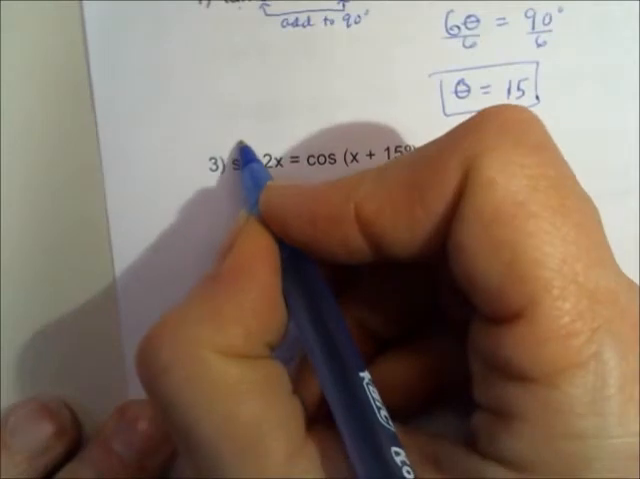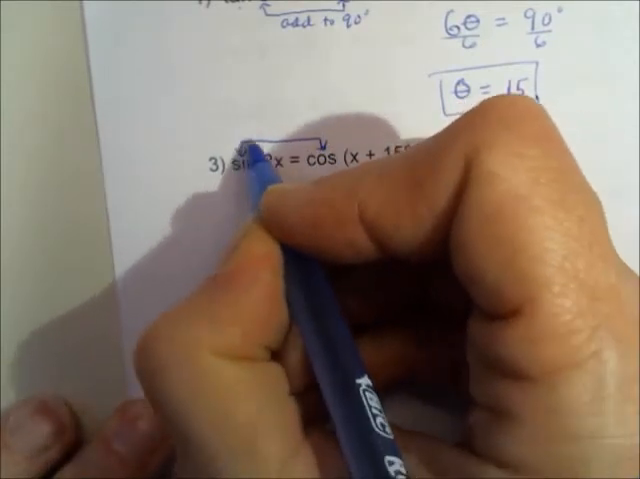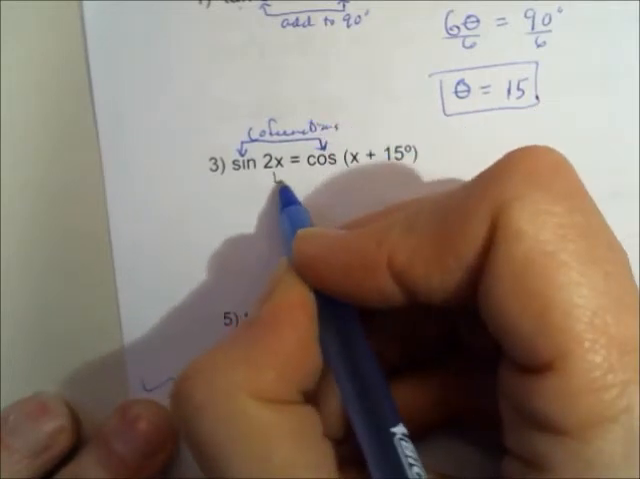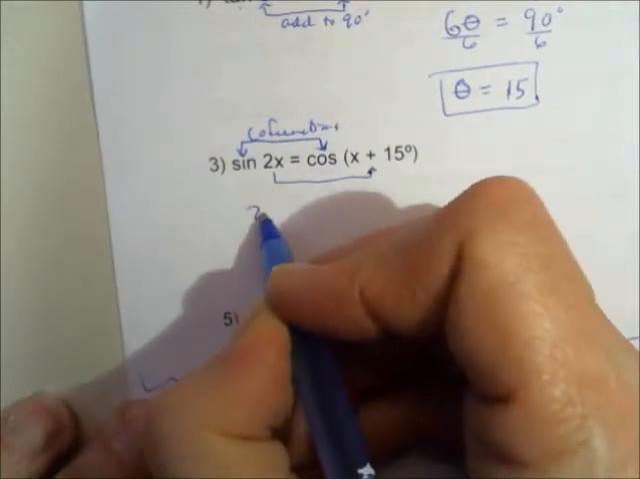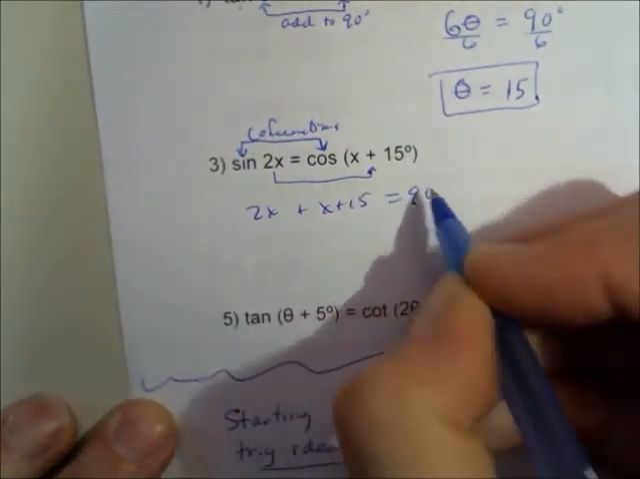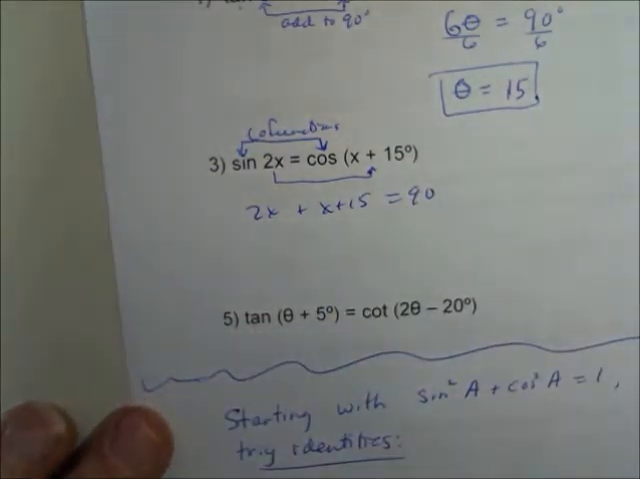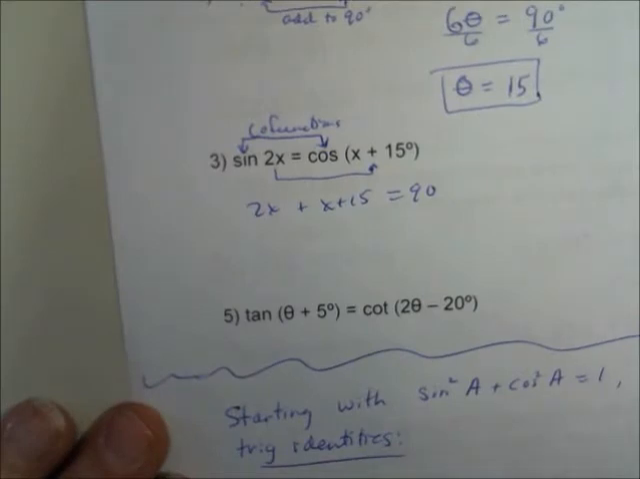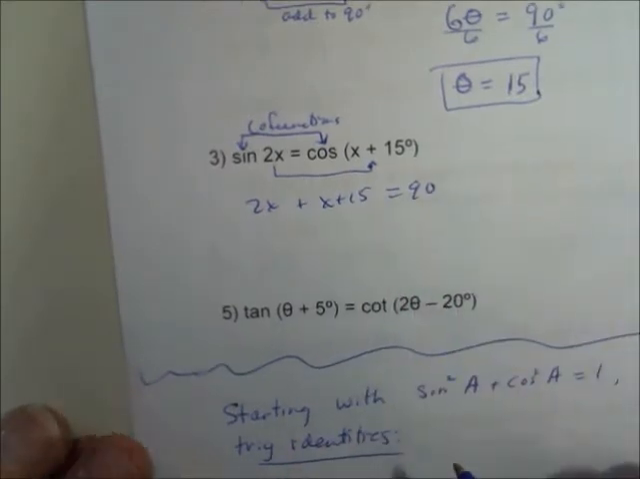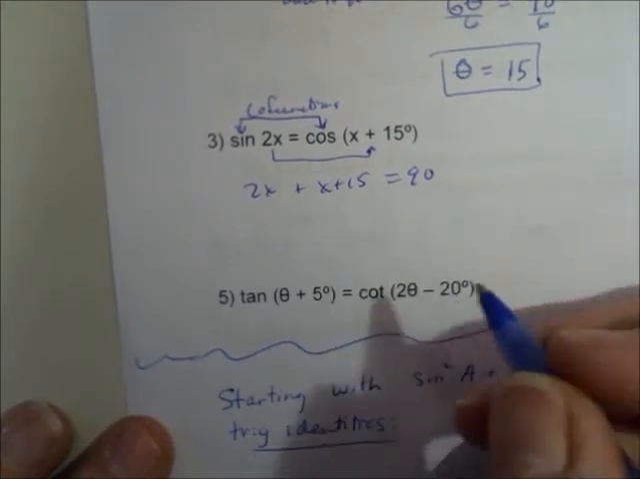Okay, here we go with sine and cosine. Sine and cosine are cofunctions. So that must mean that 2x and x plus 15 add up to 90. So you know what you might want to do is just shut the video off now. All the rest of these are exactly the same. See if you can solve these for either x or theta, whatever the variables are. Then turn it on and make sure that you're right.